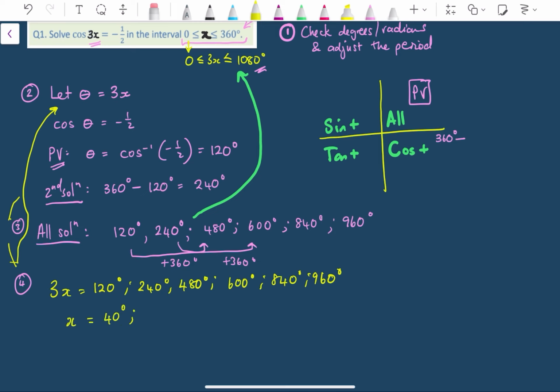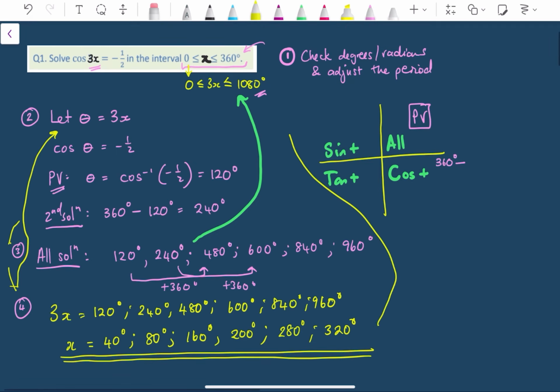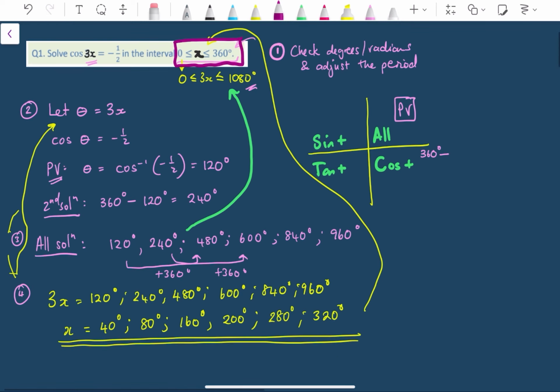So I get 40, 80, 160, 200, 280, and 320. And now I know when I go back and check, originally I wanted to find all the solutions between 0 and 360, and I have done that for this example, cos 3x equals negative a half.